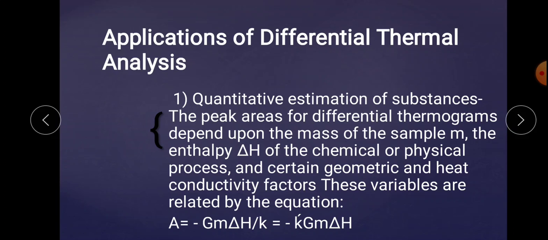For that purpose, an equation has been given with various variables, that is, A = -G m delta H / K, which is equal to -K' G m delta H. What are those? That is explained in the next slide.